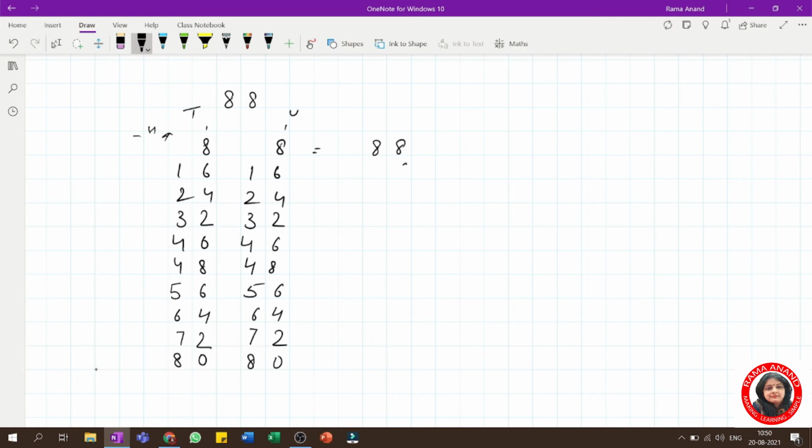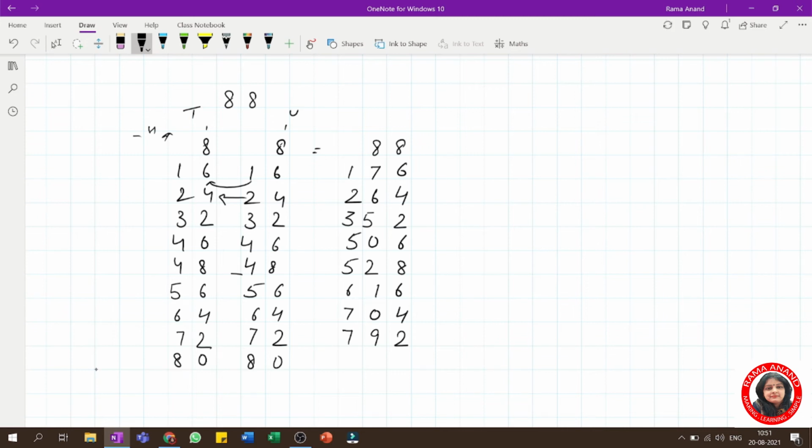16, 16, keep 6 over here, move 1 forward. Out of this 24, keep 4 over here, move this 2 forward. So I am just doing it directly because we have already done 2 to 3 examples. So maybe now it's clear to you how you can create the tables. 6 over here, move 5 forward, keep 4, keep 2 over here. So this is my table of 88. So in this way you can generate any table of any 2-digit number.